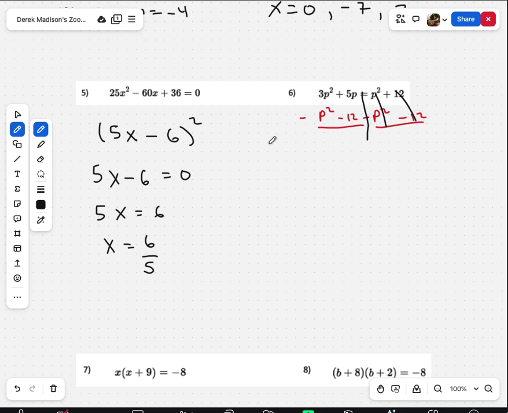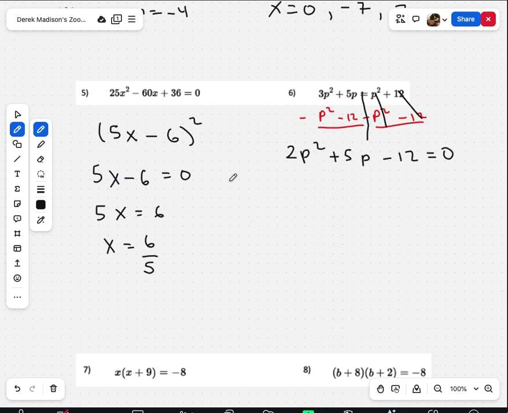And then over on this side we would have 3, oops, no we wouldn't. We would have 3p minus p would leave us 2p squared. 5p, nothing to go with that. And then minus 12 equals 0. And it does not lead with a 1, it does not have squares on the ends, so that means this is the kind where we have to do the AC method.